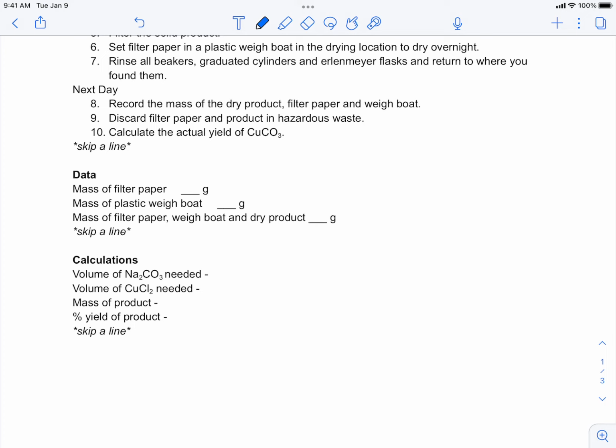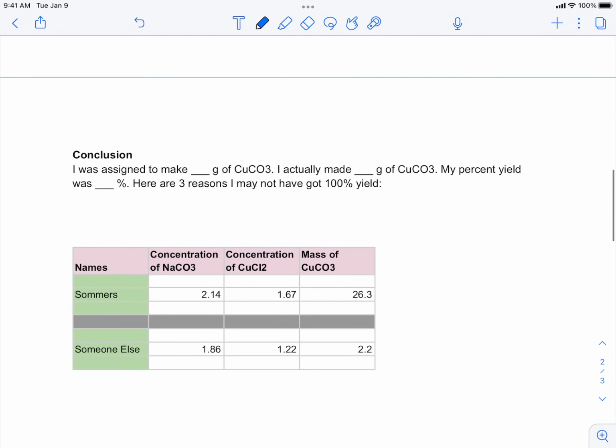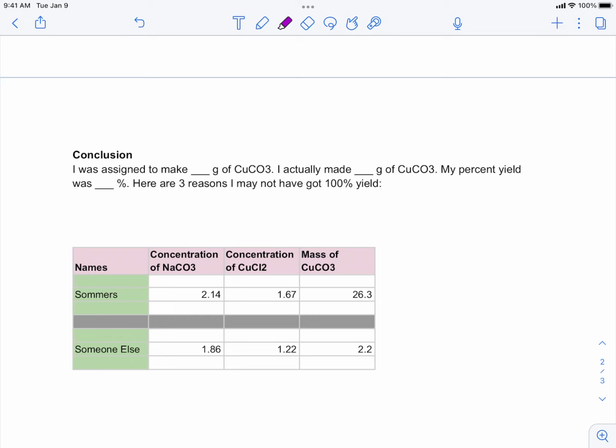Words are difficult. Then you skip a line and do a conclusion. The conclusion looks just like that, where you're saying I was assigned to make this many grams of copper carbonate. I actually made this many grams of copper carbonate. My percent yield was blah, and here are the reasons I may not have got that 100% yield. And you'll write those 3 reasons after you have done all the lab. Now this part, of course, you don't need to have in your lab. This is just me showing you how to do stuff. But otherwise, the rest of it is important and required for you to do today.